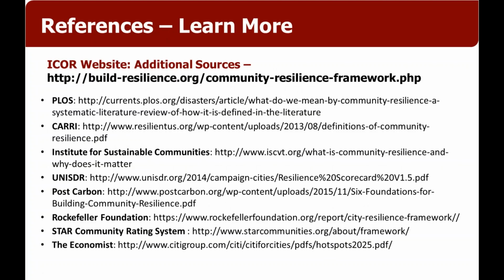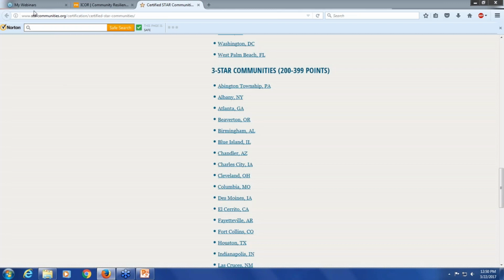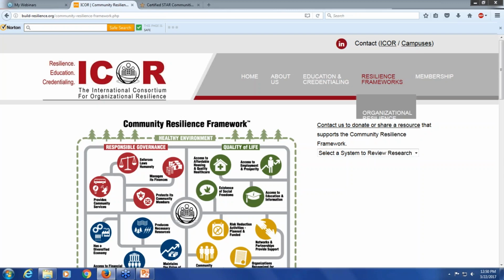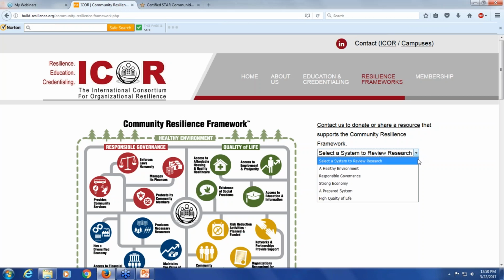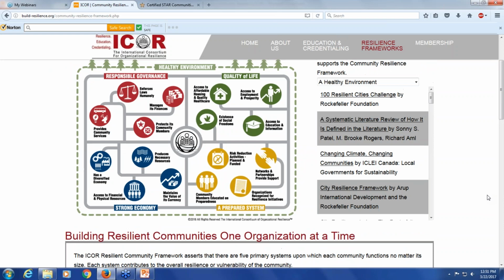So I want you to consider the different tools that we've looked at today, and also on our website we have many more tools. These are the tools that we've referenced today, but I want to show you where you can go to learn more. On our Community Resilience Framework, under Resilience Framework, you can find all of the resources that we have found that support each of these different systems. Some of the research will be in all 5 systems, and some will just be in one or more particular ones.